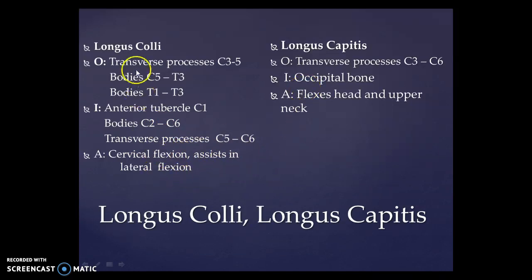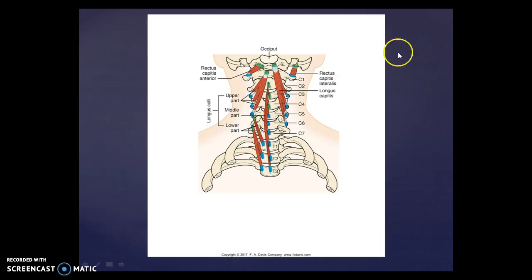And so the colli will assist in lateral flexion and also does cervical flexion. The capitis is going to insert up on the occipital bone, so it's going to have more of an action on the head itself as far as flexion. And so here's a nice picture of your longus capitis on this side, and the longus colli. You can see the three parts. Here's your upper part, here's your middle part, and here's the lower.